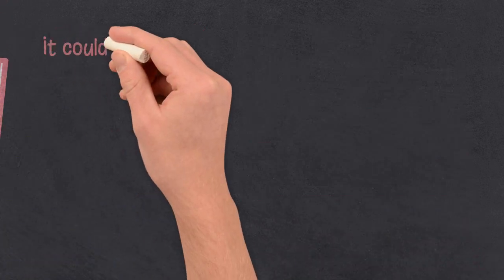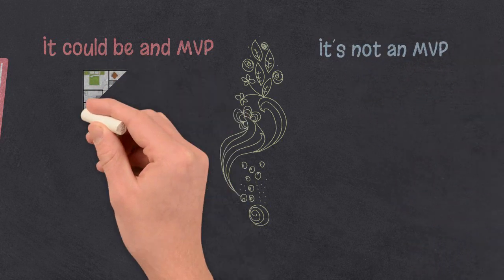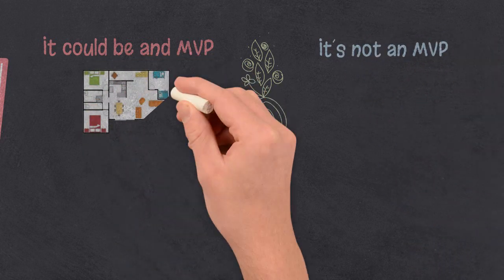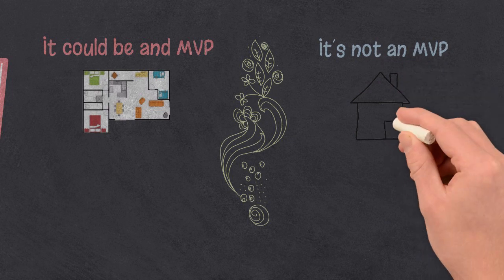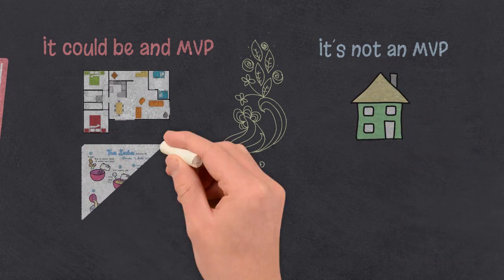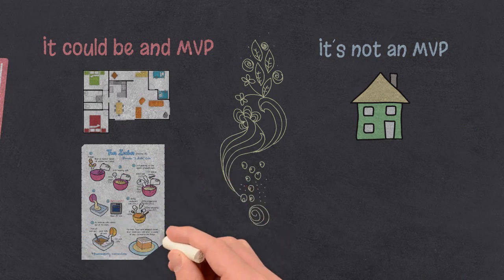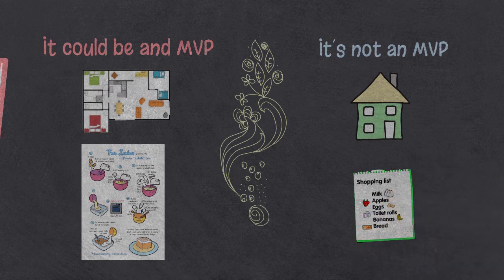Finally, let's see some examples of what could be and what should not be an MVP. A blueprint or a design can be an MVP. A house drawing cannot be an MVP. A recipe can be an MVP. A shopping list cannot be an MVP. What other MVPs do you think you can use for this project?